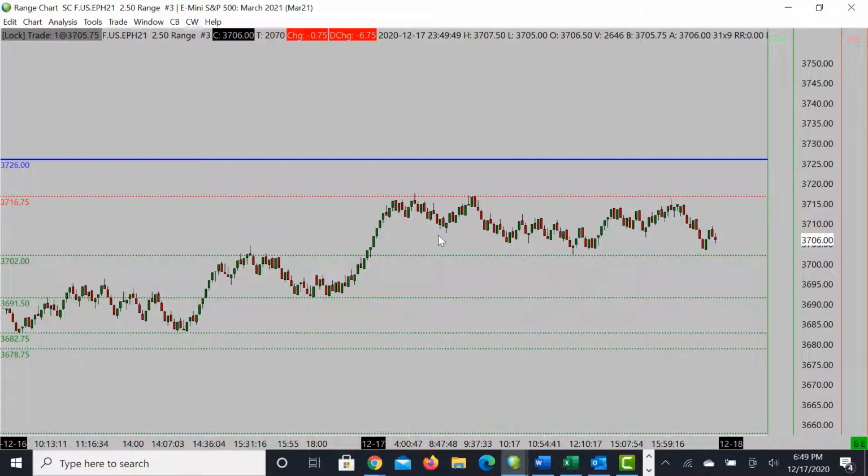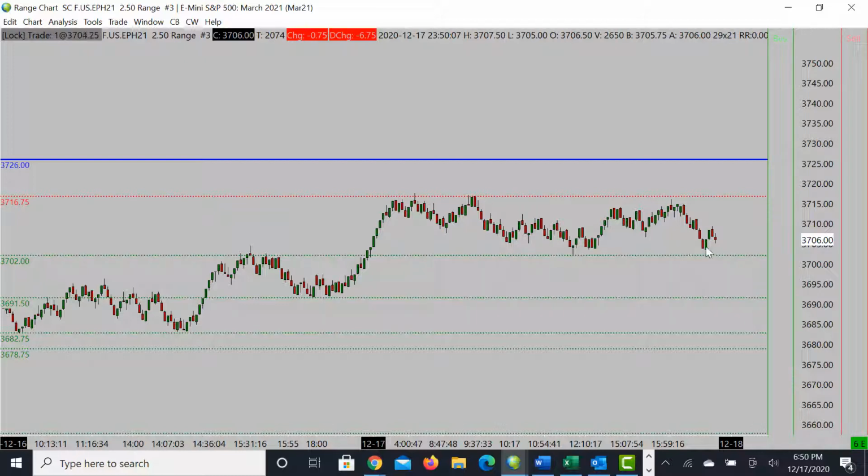Now, if we continue to move to the upside or continue to hold this support at 3702, we are going to look for the market to continue into these 1675, 17s, and then try to push through that. Our next measured move is somewhere around 3726. That's what we're looking for.